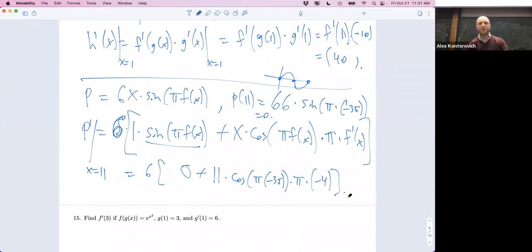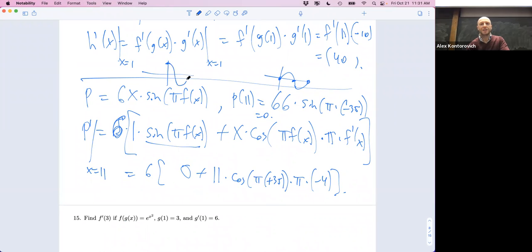Negative 4. Did everybody get that? Everybody see how I got that? I'm just putting together all the pieces. The only thing I need to know is this cosine. Cosine's an even function. So the negative 35 I can forget and just write it as a positive 35. And so the only question is, where can I make some room to make cosine?